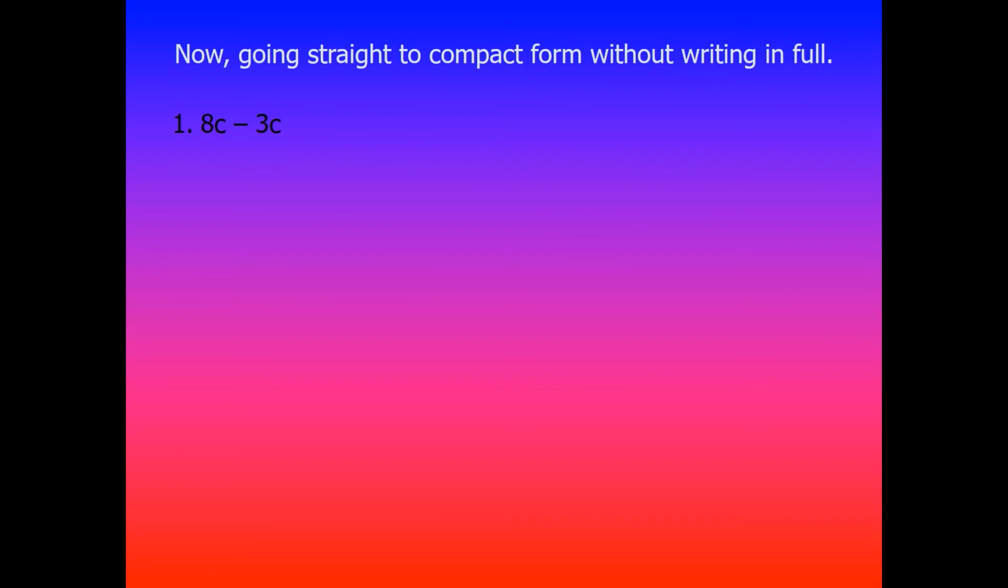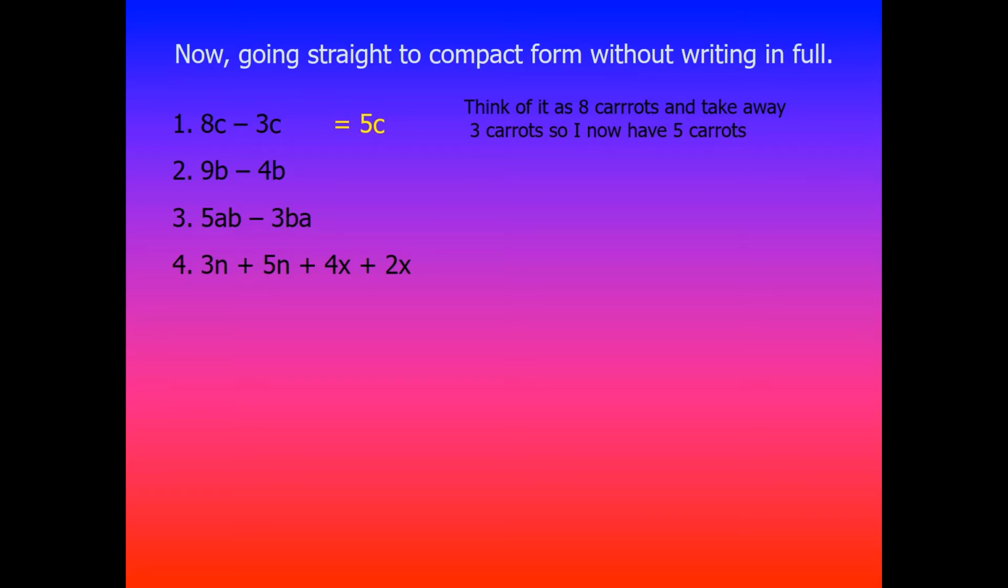So if I'm given 8c take away 3c, think of it as 8 carrots take away 3 carrots. So now you'll only have 5 carrots, so it's 5c. So 8 take away 3 is 5, so 5c. Likewise, 9b take away 4b is 5b.